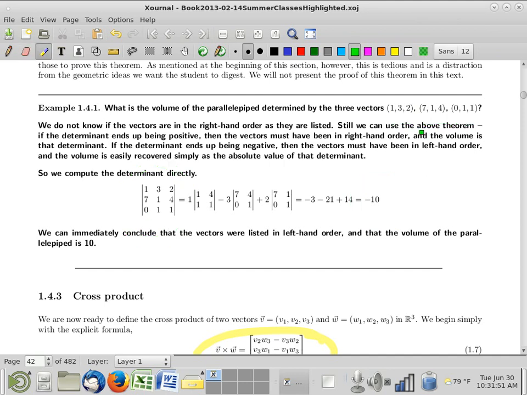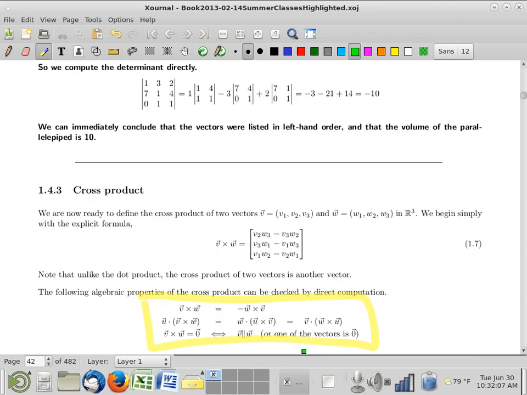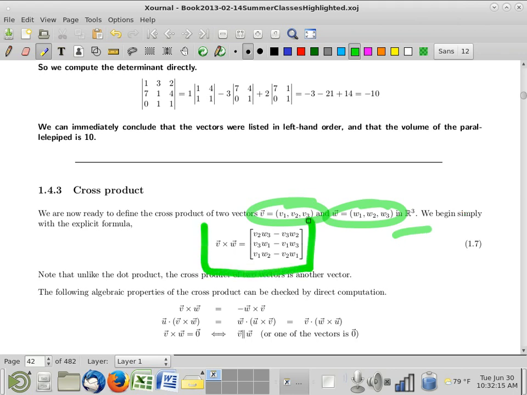Okay, all of that having been set up, we're now ready to talk about the cross product. Keep in mind, we've talked about right-hand order, left-hand order. We've talked about determinant and how determinant relates both to order and to the geometric idea of volume. So now let's talk about the cross product. Here's the definition of the cross product. Given two vectors in R3, there's the formula.